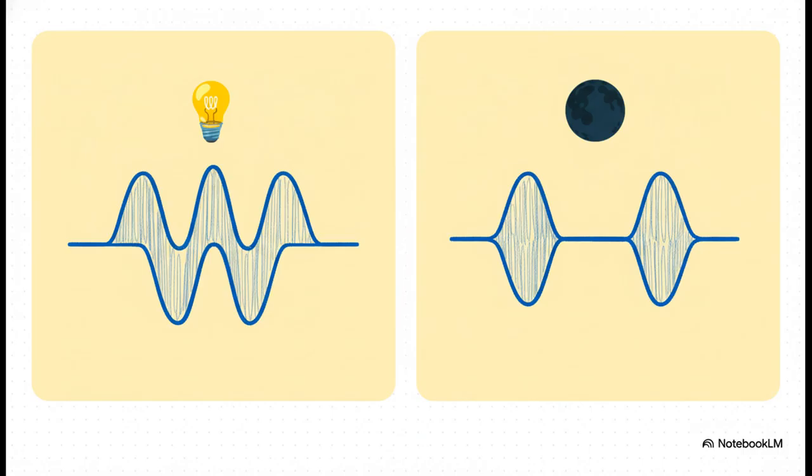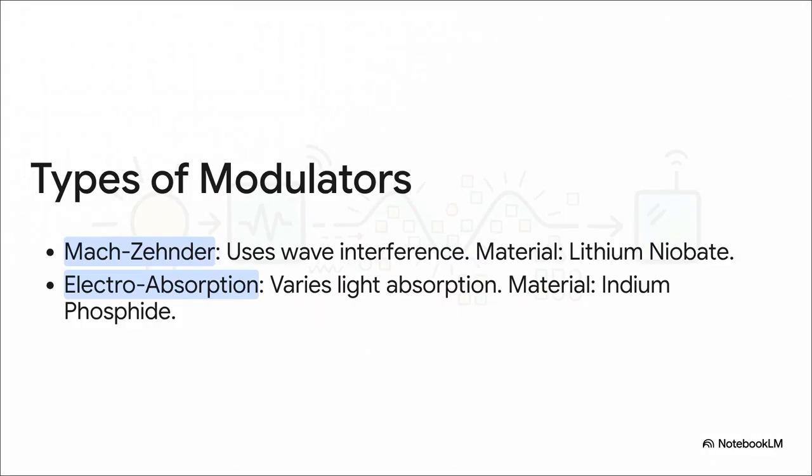How cool is that? Now, while that Mach-Zehnder modulator is super common, I should mention there's another key type you'll hear about, the electro-absorption modulator. This one works a bit more like a traditional shutter. It uses a material, something like indium phosphide, that can be electronically switched to either absorb the light or just let it pass right on through.